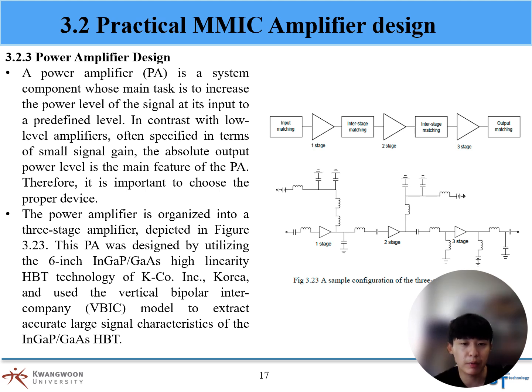The power amplifier is organized into a three-stage amplifier, depicted in Figure 3.23. This PA was designed by utilizing the 6-inch InGaP/GaAs high linearity HBT technology of Kaiku Inc., Korea, and used the vertical bipolar intercompany model to extract accurate large signal characteristics of the InGaP/GaAs HBT.